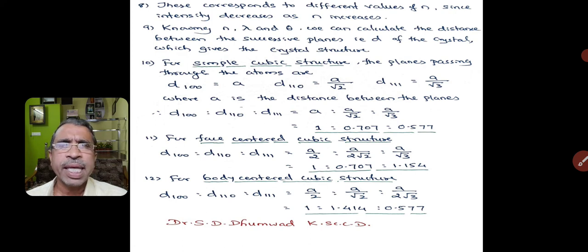This is theoretically calculated. For face-centered cubic structure, these values are 1 is to 0.707 is to 1.154. For body-centered cubic structure, these values are 1 is to 1.414 is to 1.577. These values, as I have said, you are going to learn in higher studies, how you get a upon 2, a upon root 2. So, you have to remember the ratio for simple cubic, for body-centered cubic, and for face-centered cubic.